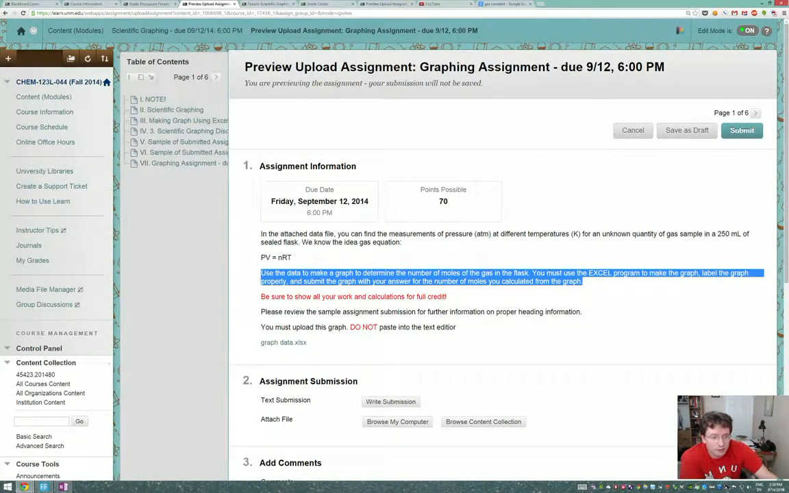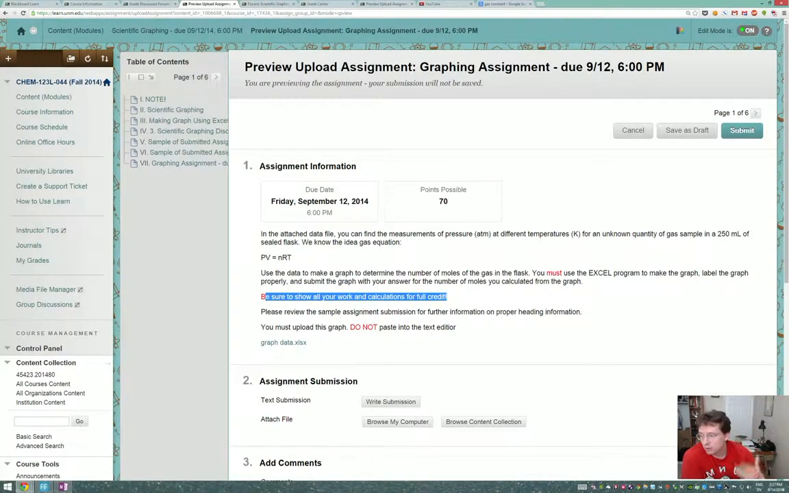The other part here is you have to use the Excel program to make the graph, label the graph properly, and submit the graph with your answer for the number of moles calculated from the graph. This is another big part of it. And submit the graph with your answers for the numbers of moles you calculated from the graph. So that's a big hint. Apparently, you're supposed to be able to calculate the number of moles with a graph. That's interesting. What's the deal there? Be sure to show all work and calculations. That again goes towards that full detailed write-up.